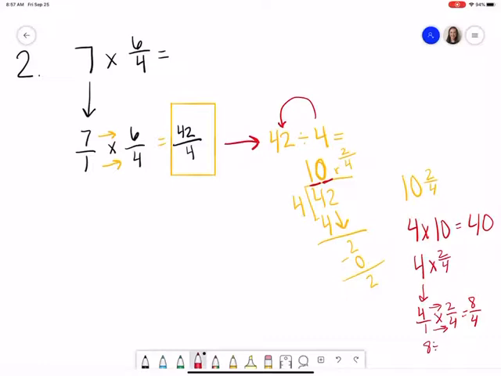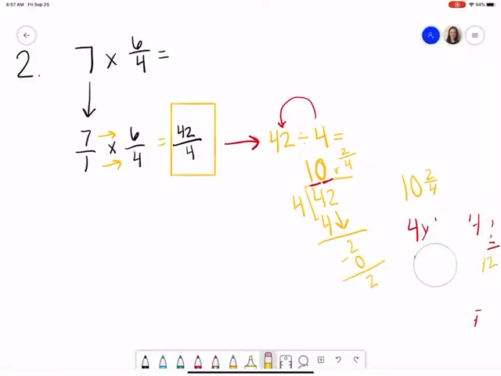8 divided by 4 is 2. So 40 plus 2 is 42. Okay, and that's what we had, 42 over 4. Alrighty. So hopefully you got 42/4 or 10 and 2/4.